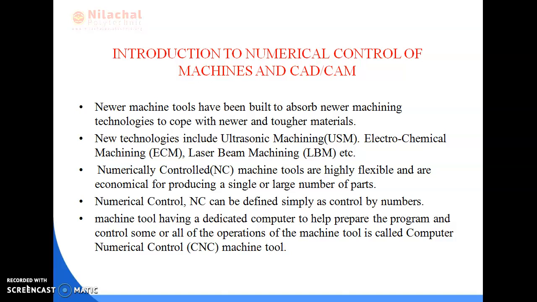The numerically controlled, meaning NC, machine tools are highly flexible and are economical for producing a single or large number of parts. Numerical control or NC can be defined simply as control by numbers. A machine tool having a dedicated computer to help prepare the program and control some or all of the operations of the machine tool is called a computer numerical control, that is CNC, machine tool.